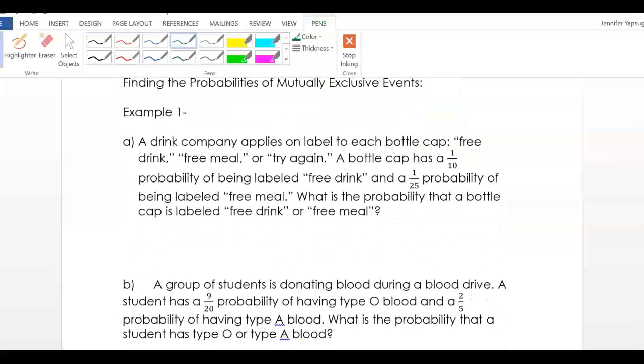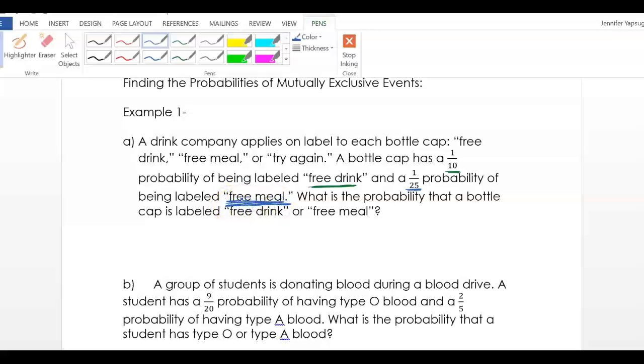So in example 1, we have a drink company that prints on the label of each bottle cap: free drink, free meal, or try again. You know, like when you open bottles of soda and flip open the cap, sometimes they have promotions written on there. So this is an example of that. A bottle cap has a 1/10 probability of being labeled free drink. I'm just going to underline 1/10 and free drink. And then in another color, it has a 1/25 probability of being labeled free meal.